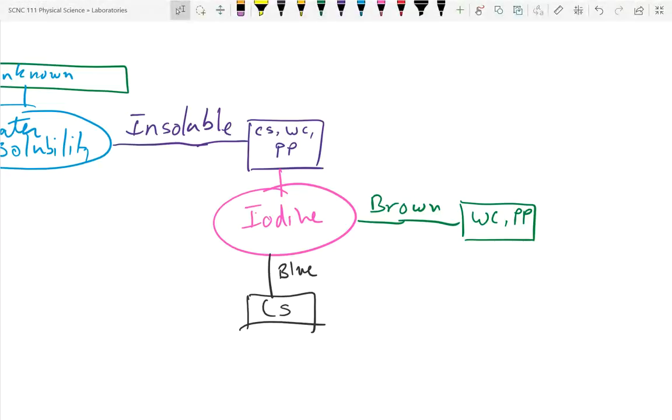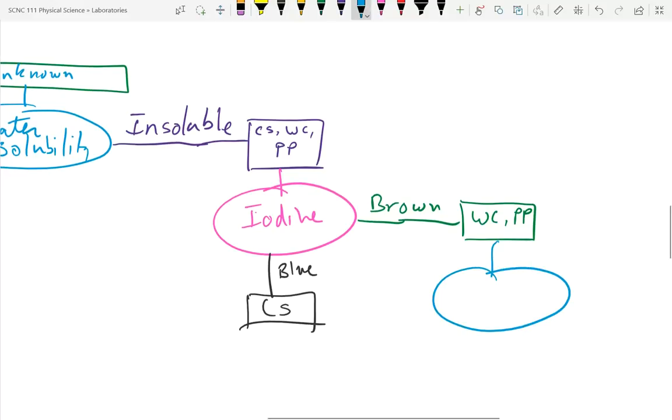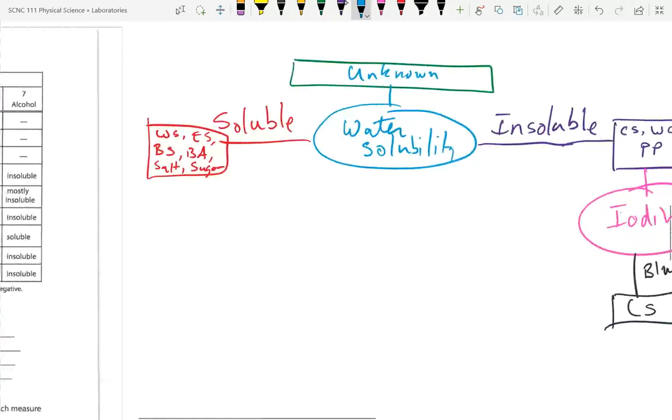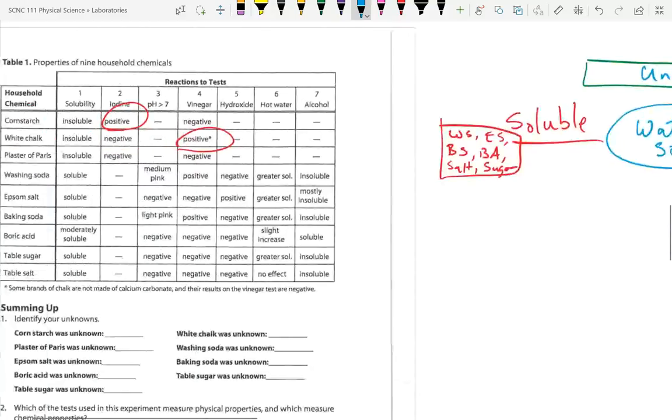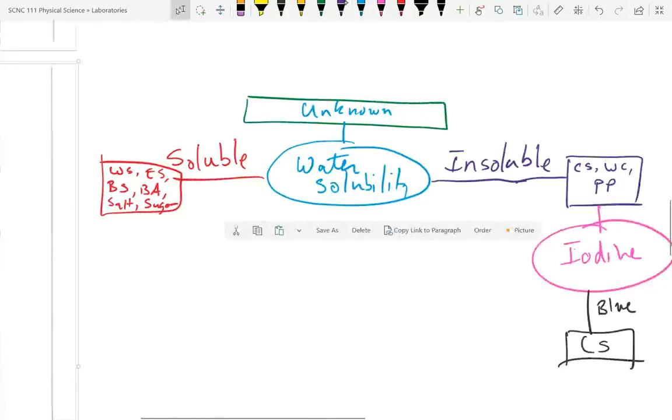And so then I have to choose another test. Well, there's only one more test to do, and actually, I'm going to make my arrow go this way this time. And so that's going to be the vinegar test.